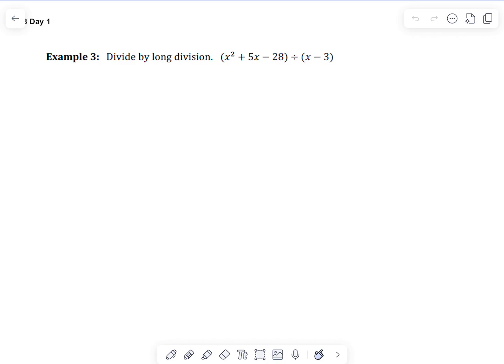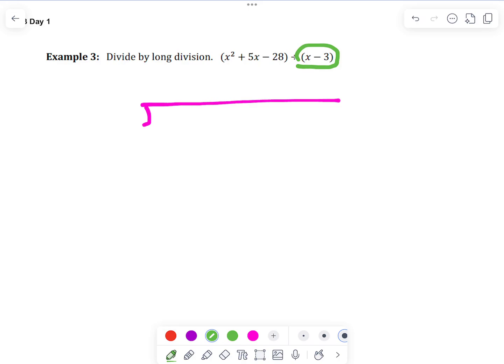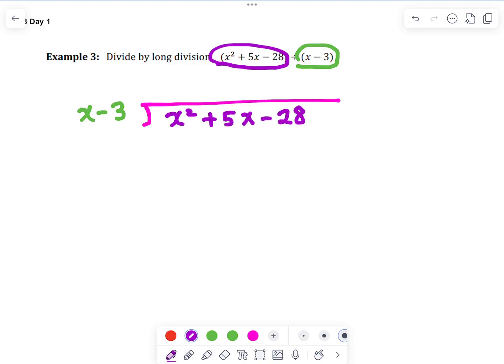Okay, here's example number 3, using long division to divide these two polynomials. So out in front is what I'm dividing by, x minus 3. Underneath is my numerator. And now we start our division process.